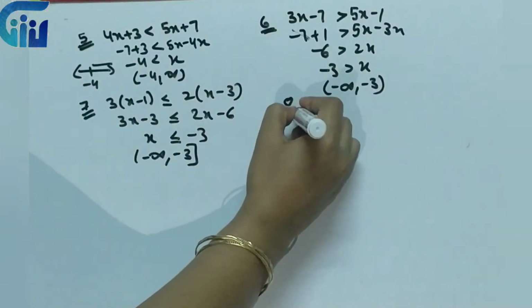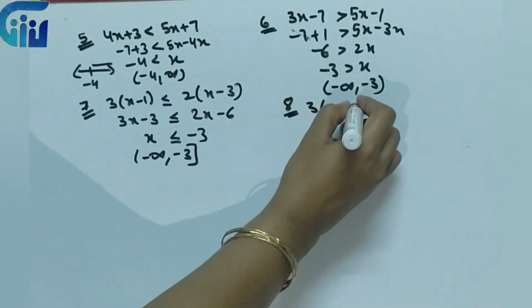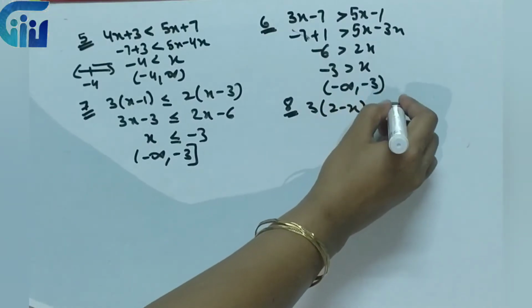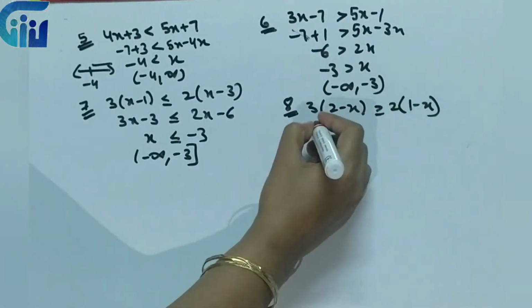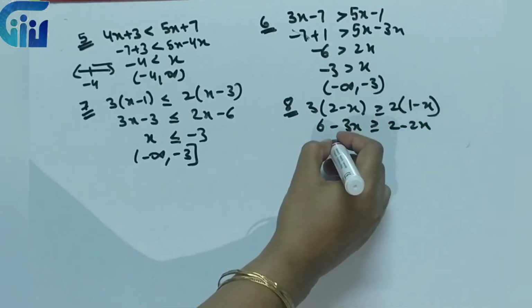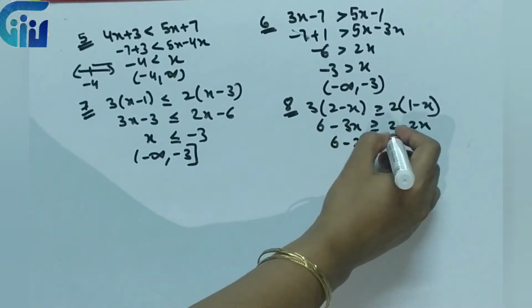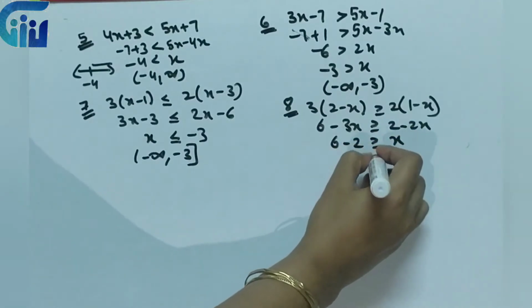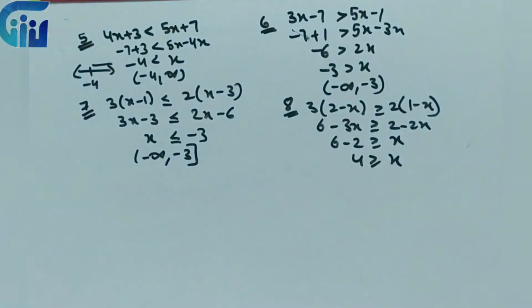Right? Question number 8 says 3 times 2 minus x greater than or equal to 2 times 1 minus x. So it will be 6 minus 3x greater than or equal to 2 minus 2x. So it will be 6 minus 2 greater than or equal to 3x minus this 2x. So 4 is greater than or equal to x, that is x is less than or equal to 4.